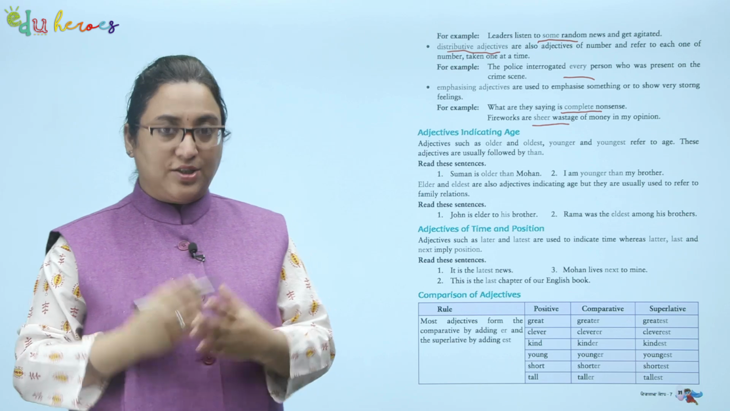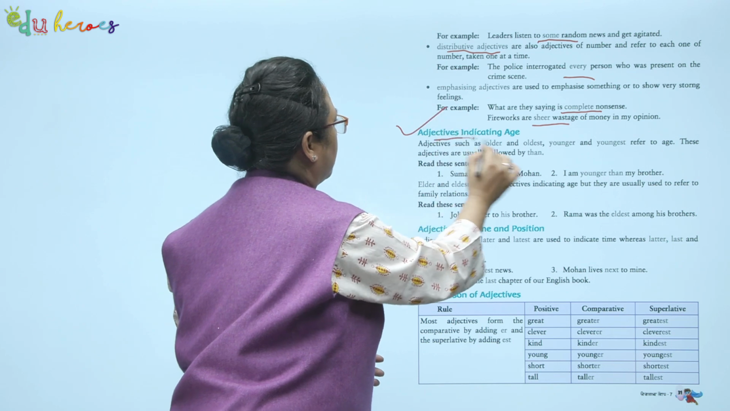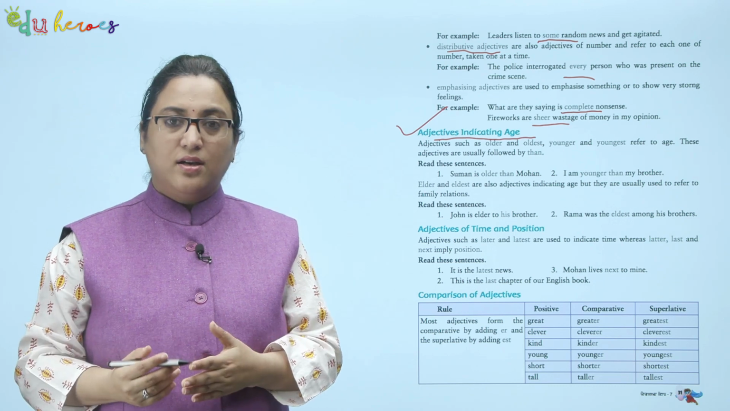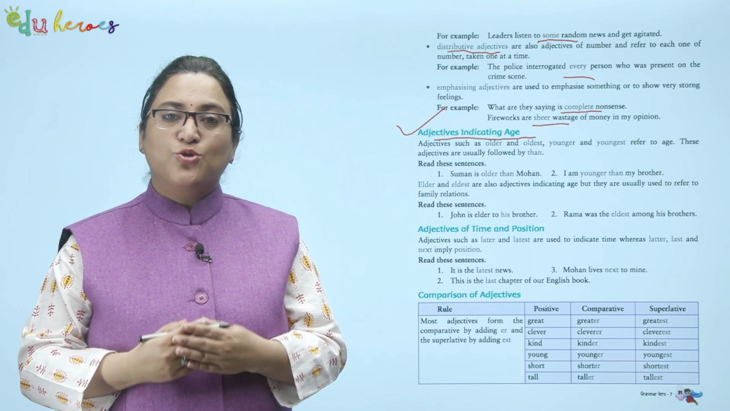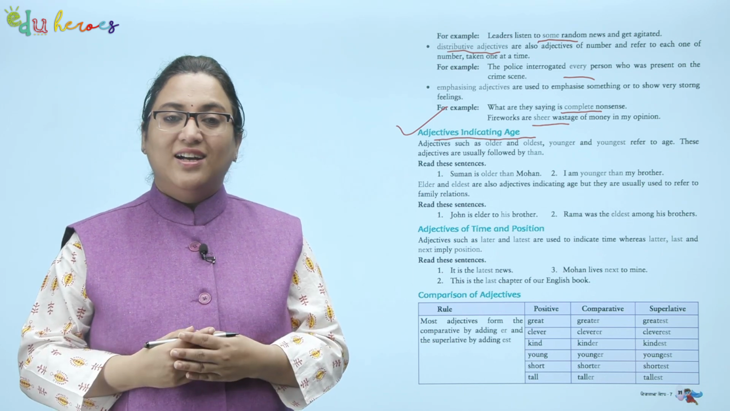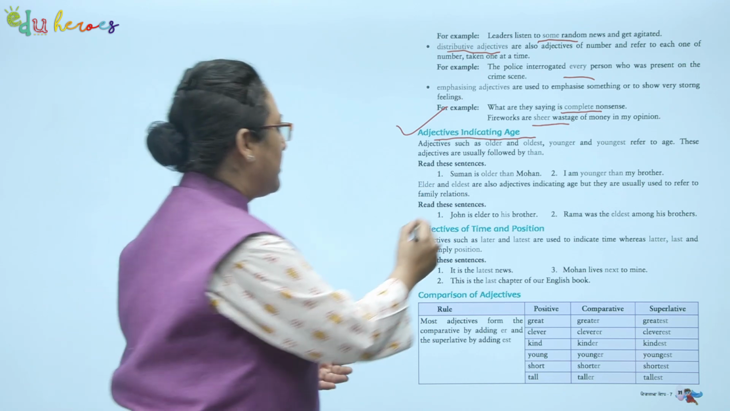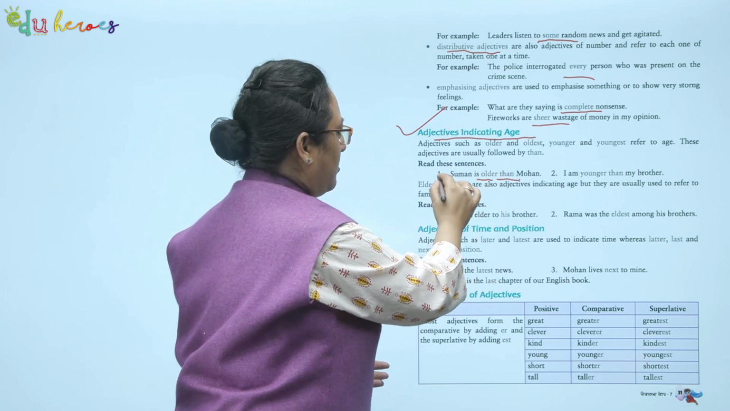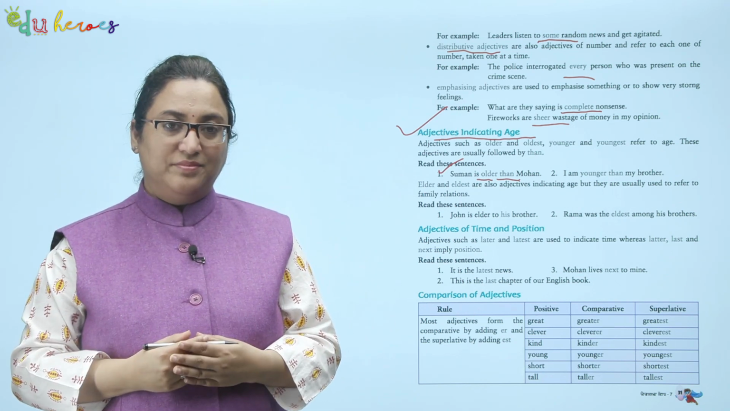Now we also have adjectives indicating age. Adjectives such as older and oldest, younger and youngest refer to age. These adjectives are usually followed by than to show what? Comparison. Let's read. Suman is older than Mohan. So here we can see the comparison and we will use than. Who is older? Suman. I am younger than my brother.